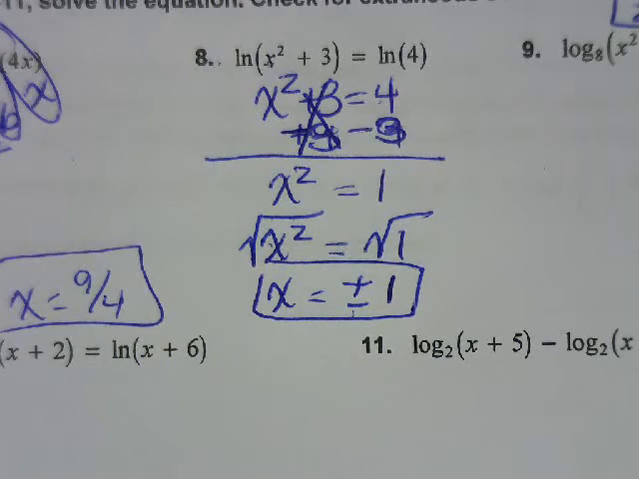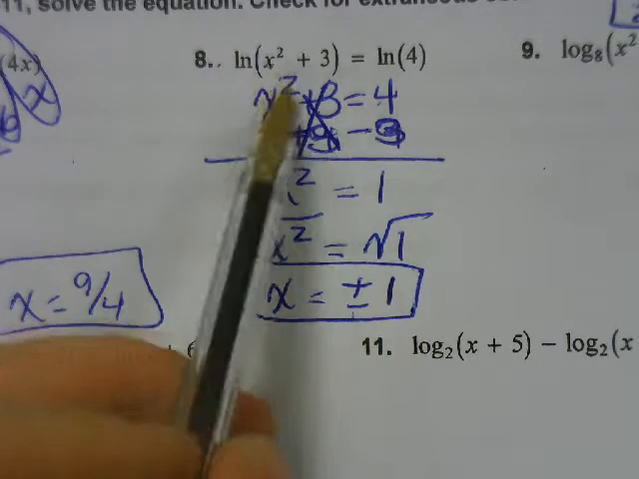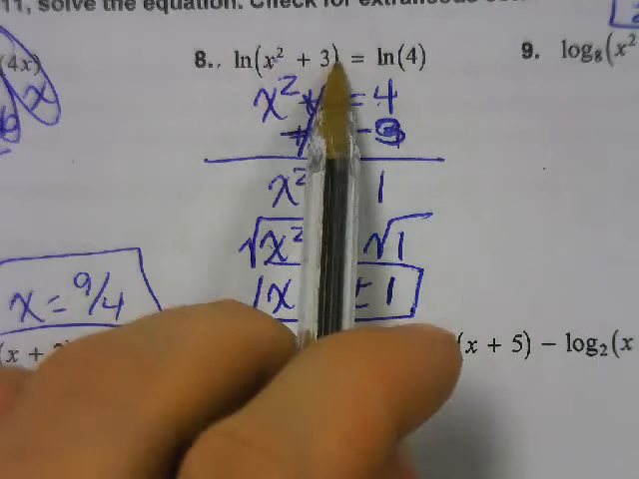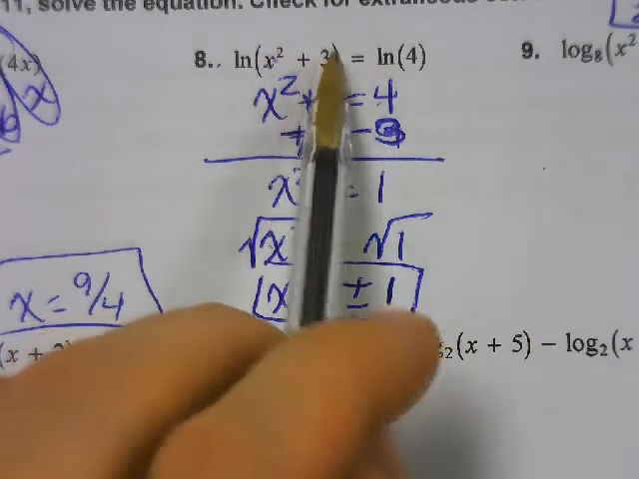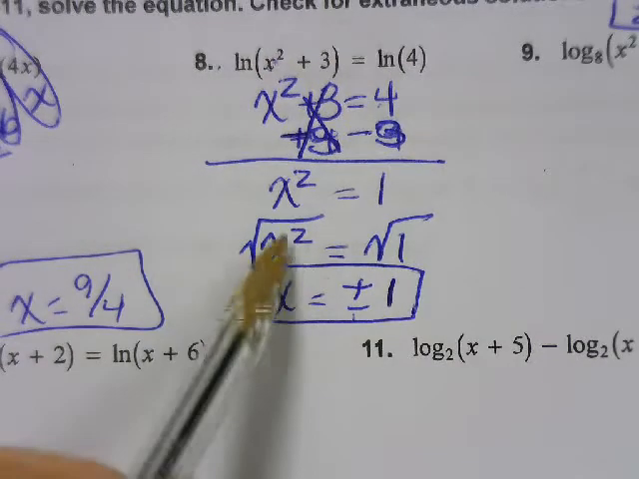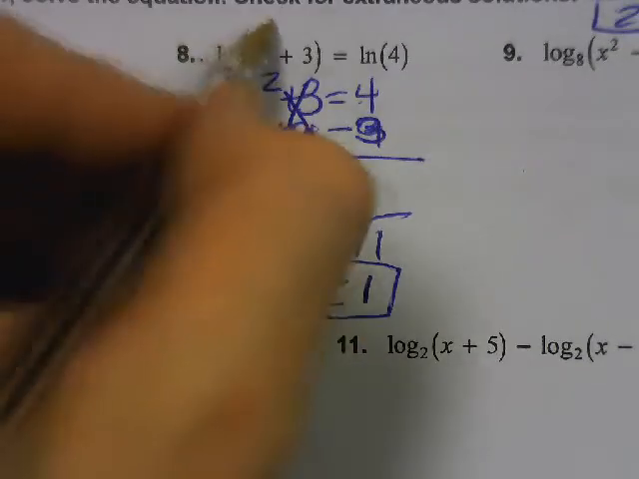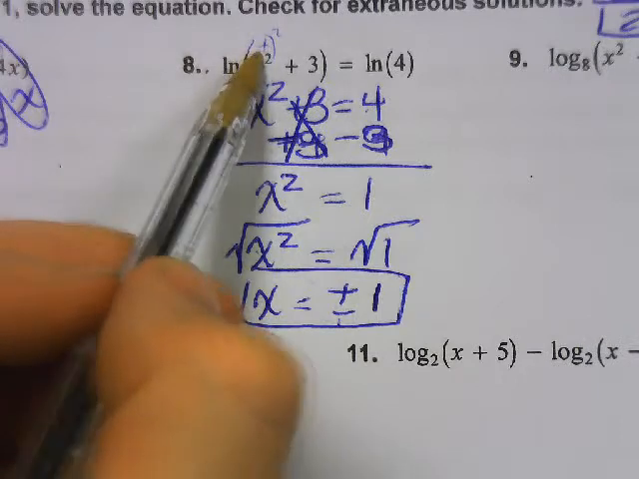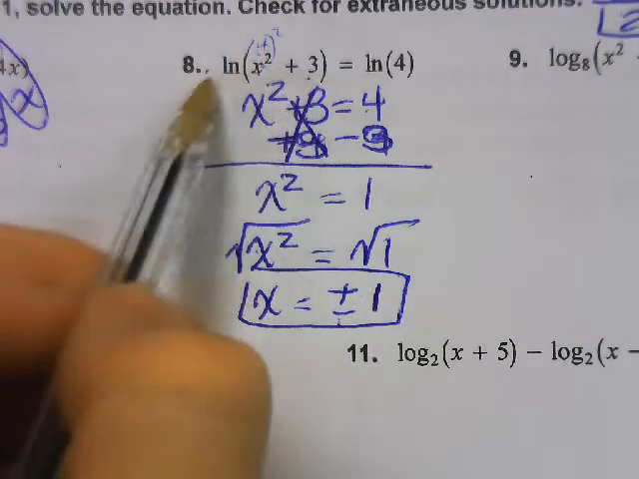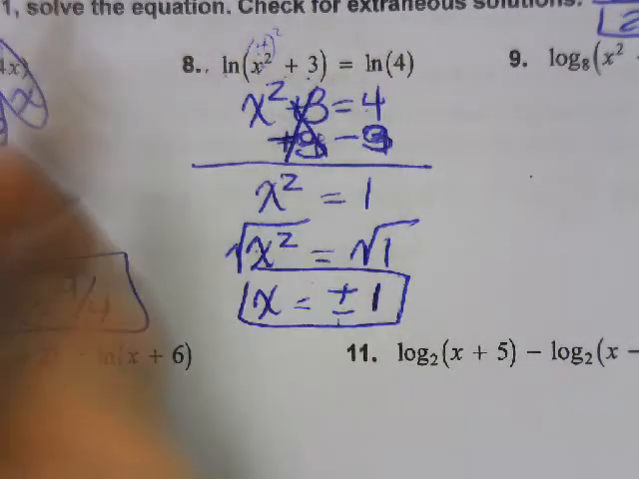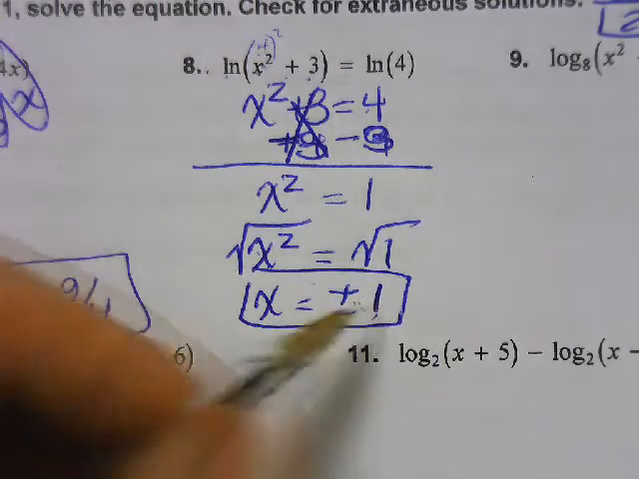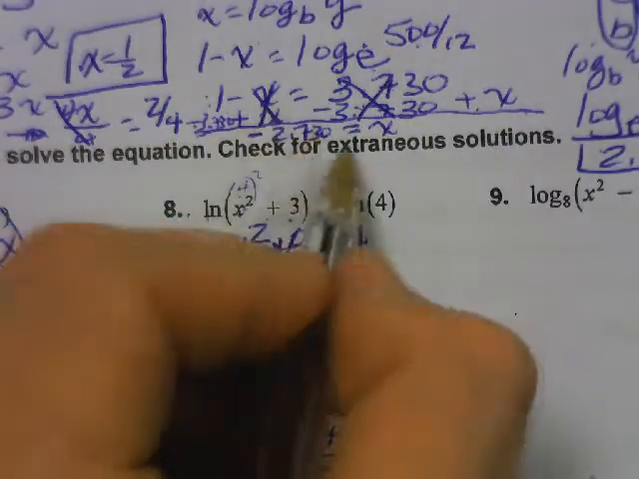If I put a positive 1 in here, the natural log of 4, right, because 1 plus 3, natural log of 4 equals the natural log of 4, that works. If I put a minus 1 in here, minus 1 squared is positive 1 plus 3 is 4, natural log of 4 equals natural log of 4. Both of these solutions work, so we do not have any extra solutions here.